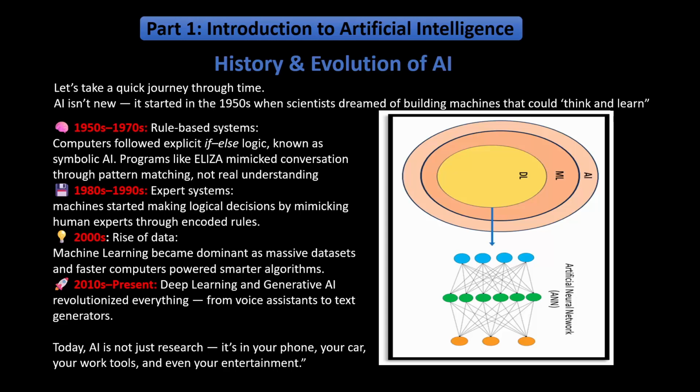From 2010 till the present, deep learning and generative AI changed everything, from voice assistants to image generation or even text generation. So today AI is not just research, it's in your phone, in your car, in your work tools, and even in your entertainment.